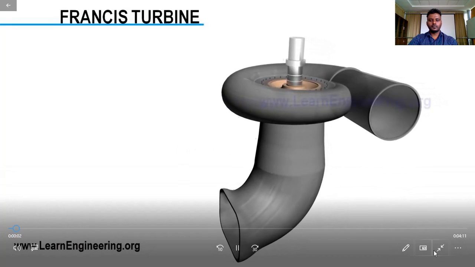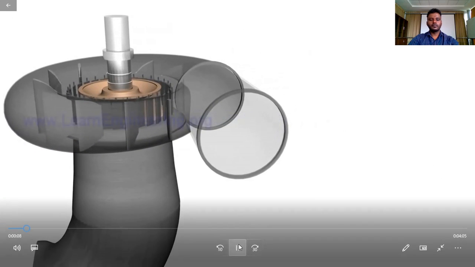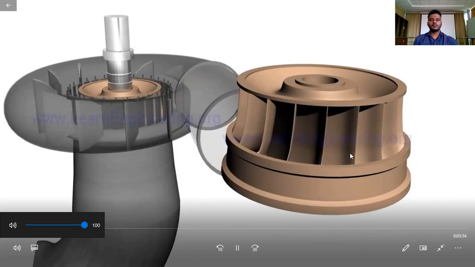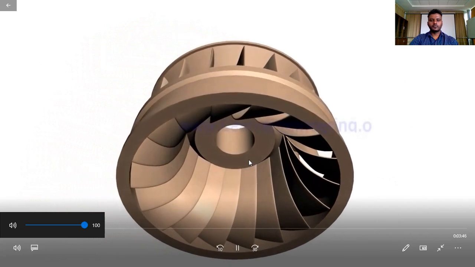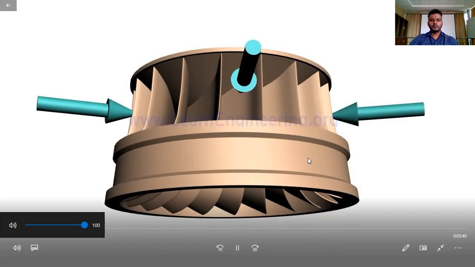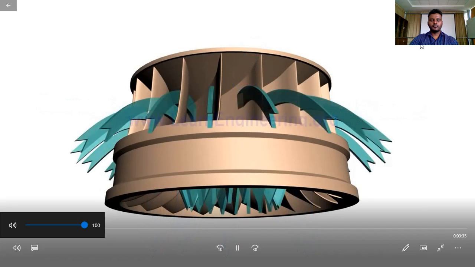Francis turbines are the most preferred hydraulic turbines. They contribute about 60% of the global hydropower capacity, mainly because they can work efficiently under a wide range of operating conditions. The most important part of a Francis turbine is its runner. It is fitted with a collection of complex-shaped blades. In the runner, water enters radially and leaves axially. During the course of flow, water glides over the runner blades.